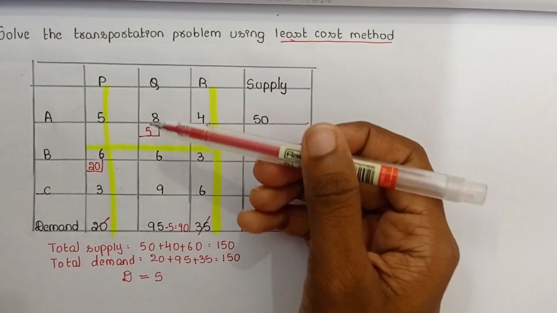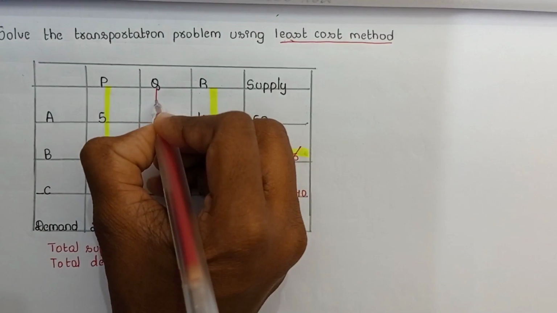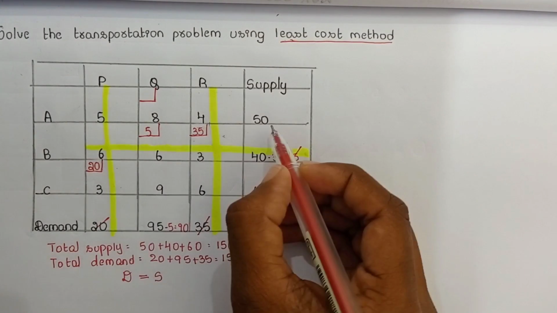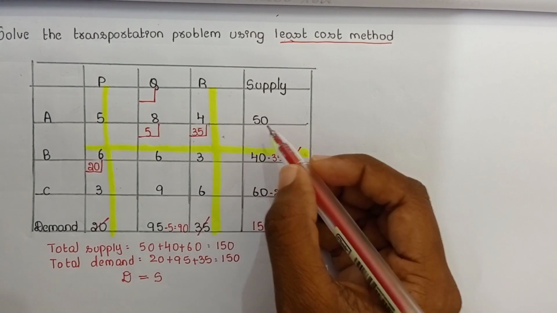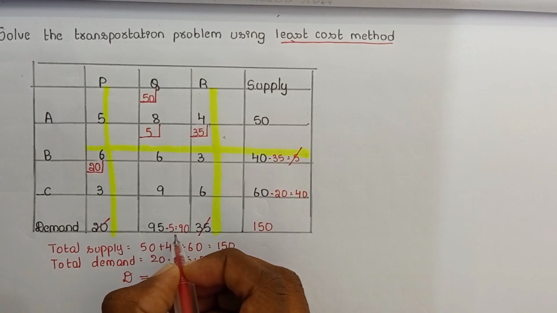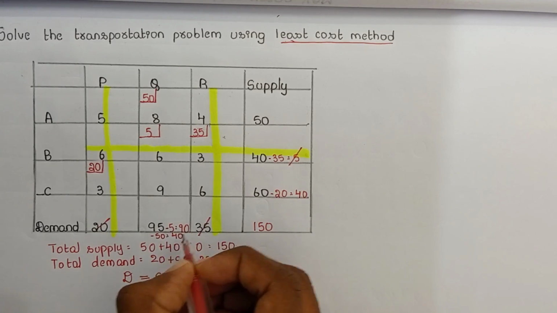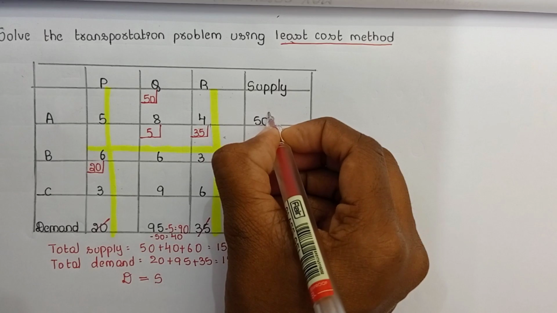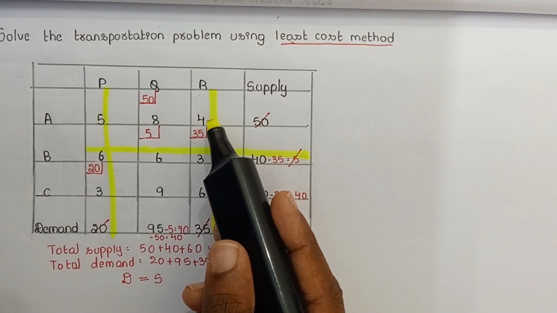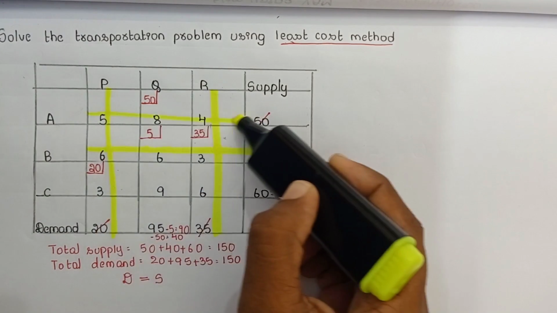So the remaining values are 8 and 9. Among 8 and 9, the least value is 8. So I will select this cell for allocation. The demand is 90 and the supply is 50. The least among 90 and 50 is 50. So I will allocate 50 and deduct that 50 from 90. So 90 minus 50 is 40. Okay, as I have allocated everything here, I should strike off this. Now I cannot allocate anything in this row because I have allocated the entire 50. So I should strike off this row as well.